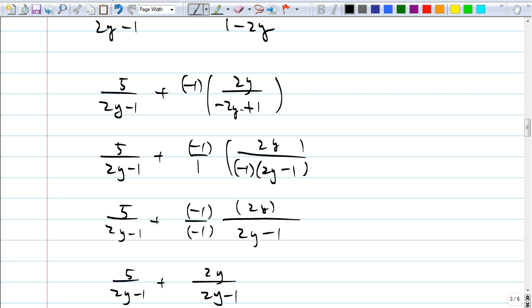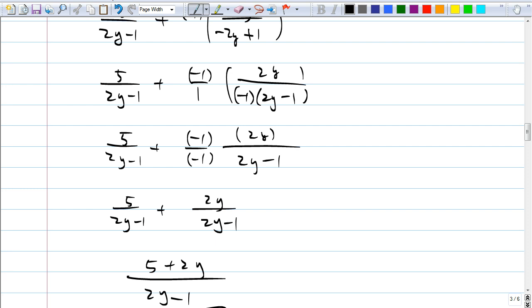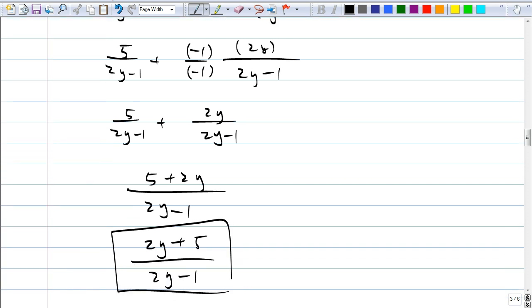So what's the answer? How about Paige? You get 5 plus 2y over 2y minus 1. Exactly, I get 5 plus 2y over 2y minus 1. I don't like the way 5 plus 2y is written. It's not standard form, is it? So let me rewrite it as 2y plus 5 over 2y minus 1. That'll be the correct way to write it. Okay. So how many people got this? 2y plus 5 over 2y minus 1.